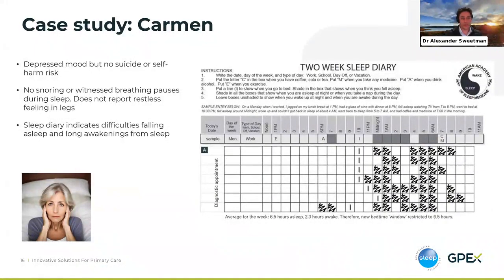So in assessment, Carmen reports some feelings of depressed mood, but no suicide or self-harm risk. No snoring or witnessed breathing pauses or choking arousals from her bed partner that might have been indicative of sleep apnea, and no feelings of twitchy or desire to move the legs that might be indicative of restless legs. And the sleep diary was provided for 1 week to get a bit of a picture of what Carmen's sleep and wake pattern was like before treatment.